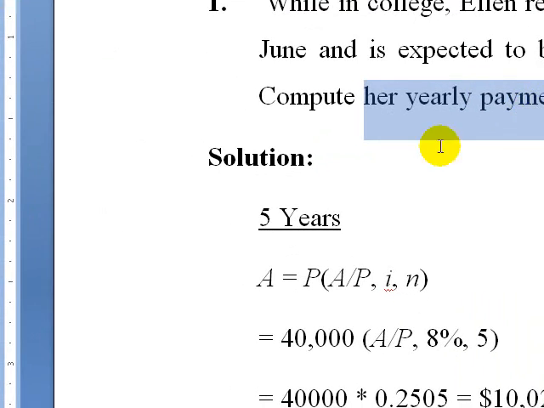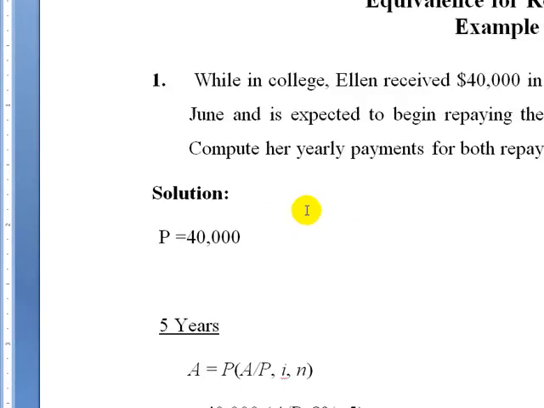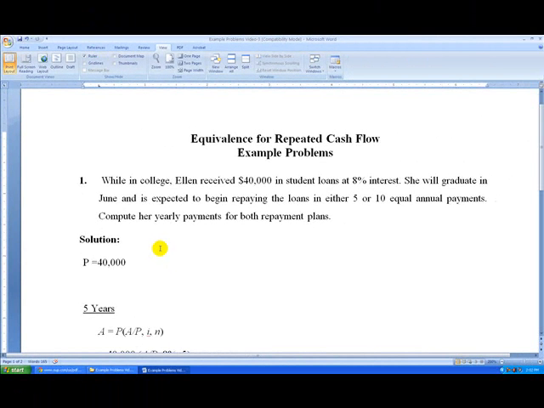Okay, so two scenarios. Last time we looked at the compound interest table and the terminology that is used in that table. So we will try to put this problem in that format. For example, do we know the present value? Yes, we do know the present value. Present value P is the $40,000 in loan that she received, right? So I'm going to write P is $40,000. She is graduating in June, so when she graduates in June she will have a $40,000 loan. And then from that point onwards she needs to pay it back in 5 years or in 10 years.